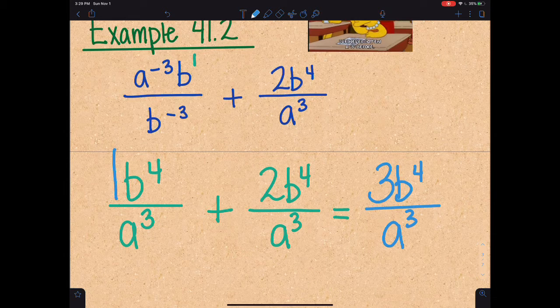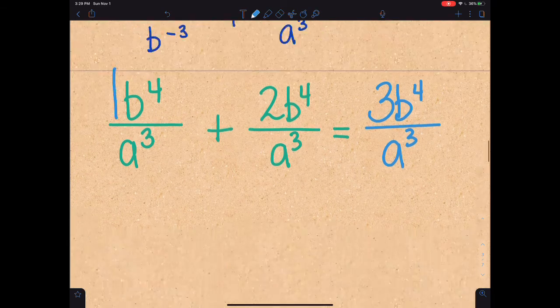Why is it a cubed and not 2a cubed? Because since it's a denominator and we're adding fractions, it's like getting equal denominators. When you add fractions, the denominator stays the same. Okay, so don't make that mistake. I want you to remember the denominator stays the same when we add fractions. So it's 3b to the 4th over a cubed.